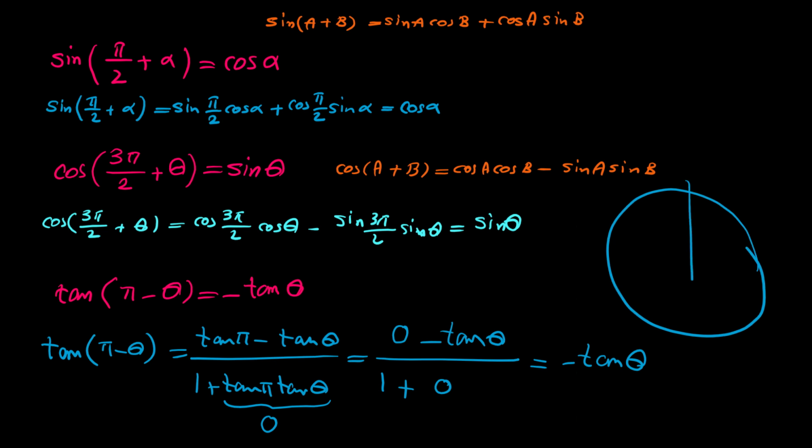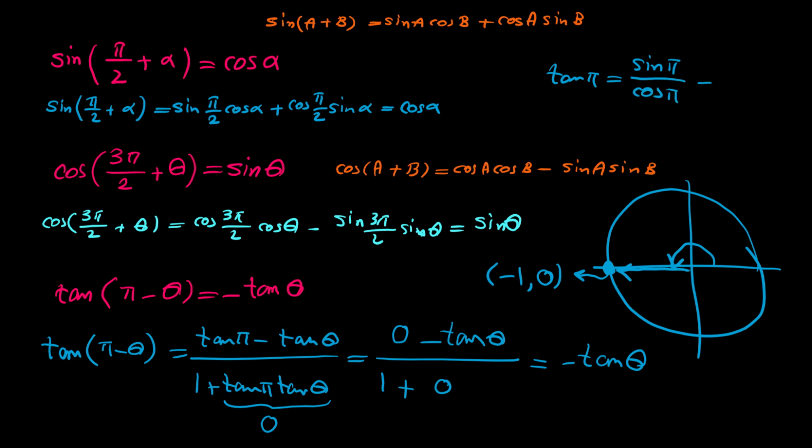Let me tell you the reason why tangent of pi is 0. Pi is here, probably you know that this is pi or 180 degrees. The coordinate of this point is -1, the x is -1, the y is 0. 1 unit to the left, -1, and y is 0. Remember, tangent of pi is sine of pi over cosine pi. What is sine of pi? Sine is y value. The y value is 0. Cosine is x value. 0 over -1 is 0. So this is 0, this is 0. So we have negative tangent theta.